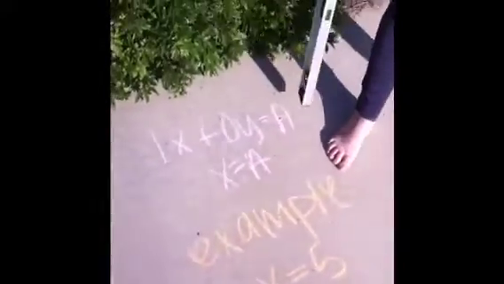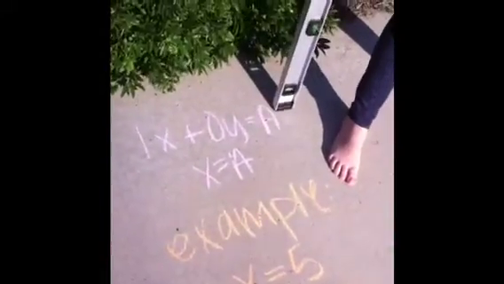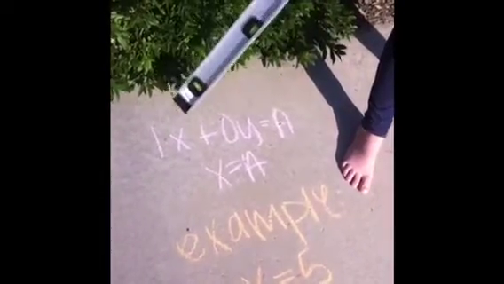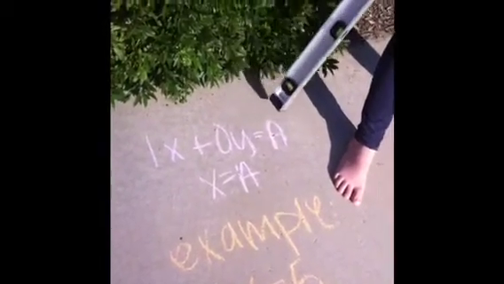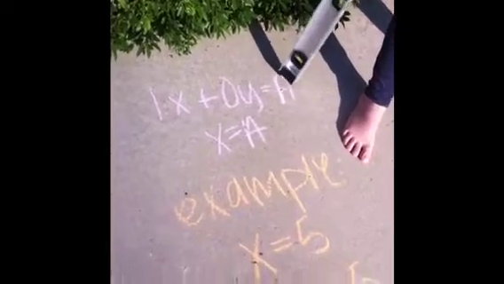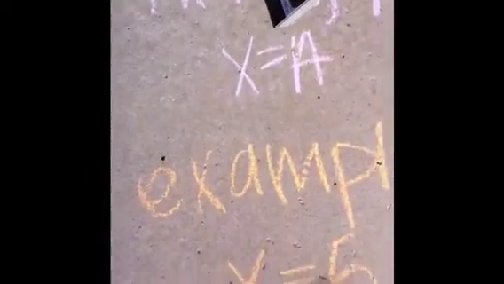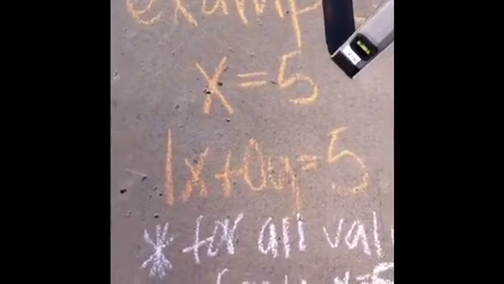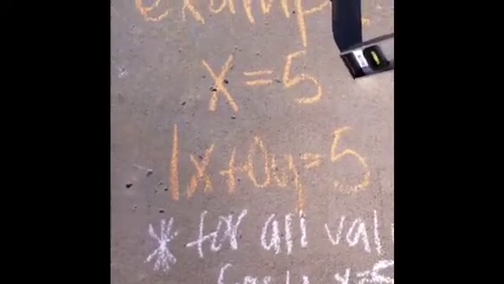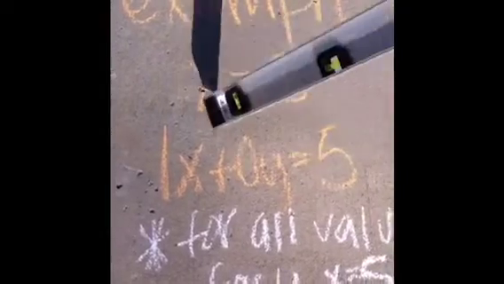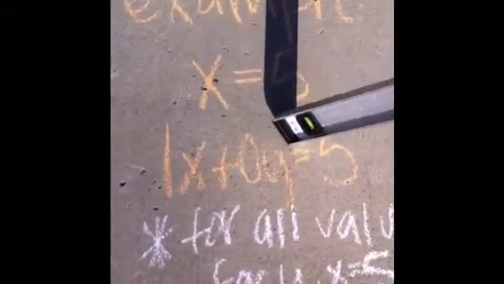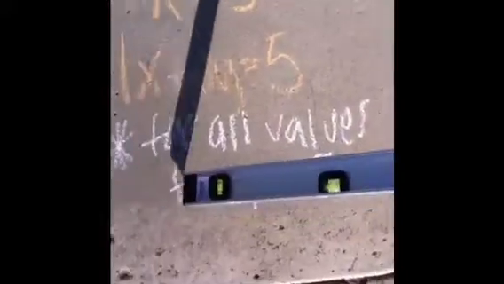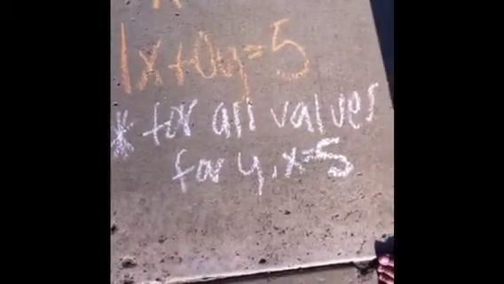This is how you graph a vertical line. First, you take your formula, which is 1x plus 0y equals answer, which abbreviation is A. And then your equation would be x equals A. An example problem is x equals 5, which you put into an equation, which is 1x plus 0y equals 5. Remember, for all values of y and x equal 5, but not always, just for this example problem.